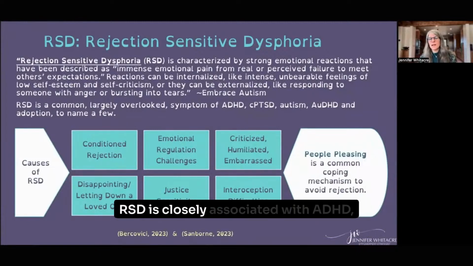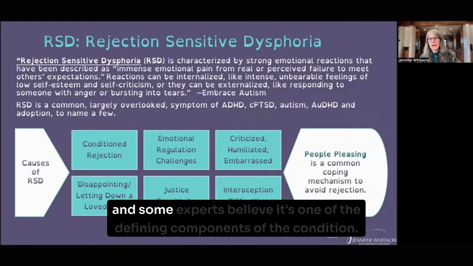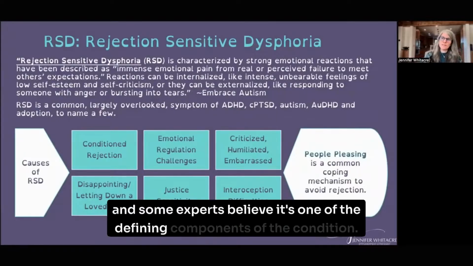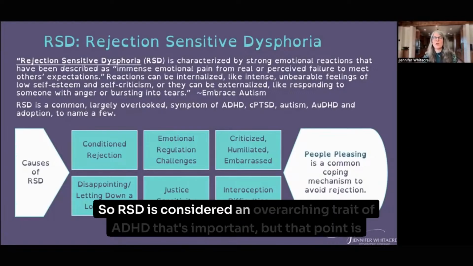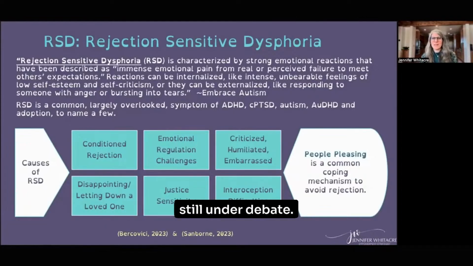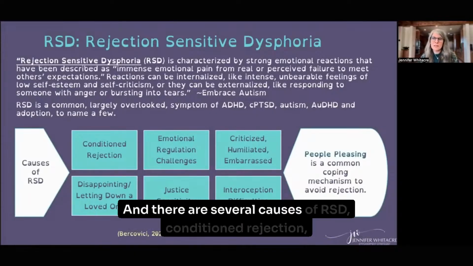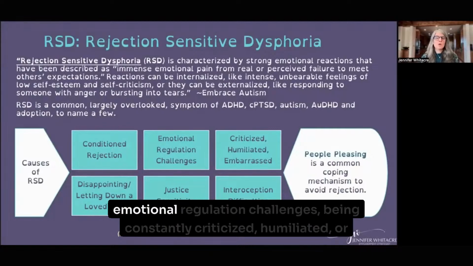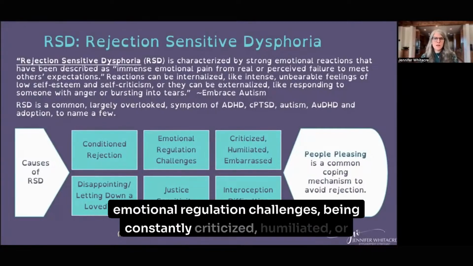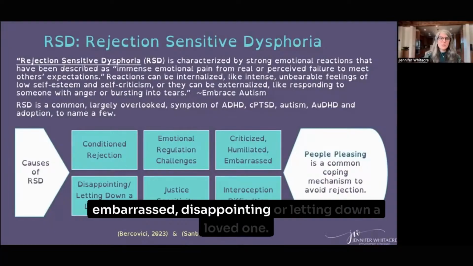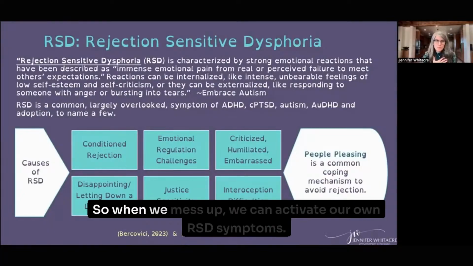RSD is closely associated with ADHD, and some experts believe it's one of the defining components of the condition. So RSD is considered an overarching trait of ADHD that's important. But that point is still under debate. It is an overlooked symptom of complex PTSD, autism, and adoption, just to name a few. And there are several causes of RSD: conditioned rejection, emotional regulation challenges, being constantly criticized, humiliated, or embarrassed, disappointing or letting down a loved one. So when we mess up, we can activate our own RSD symptoms.